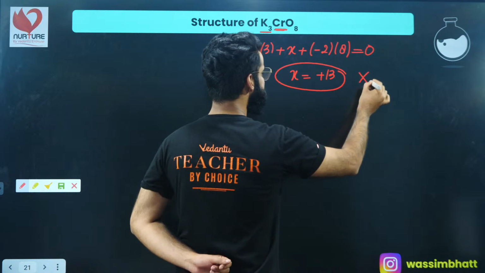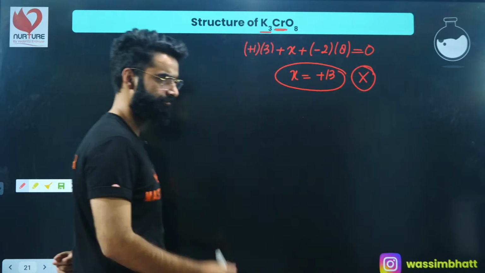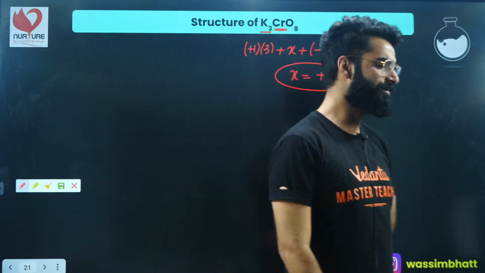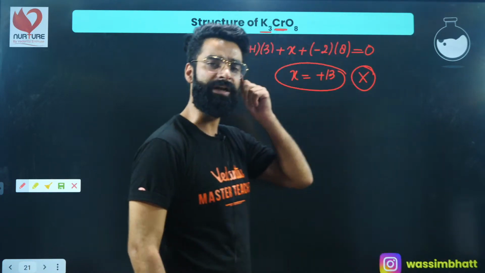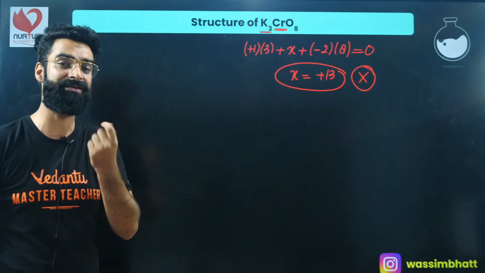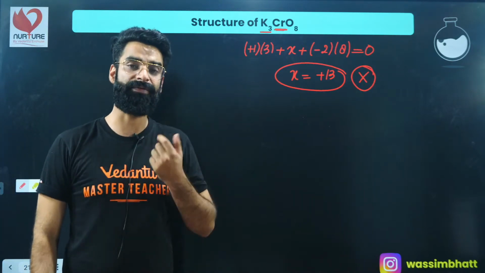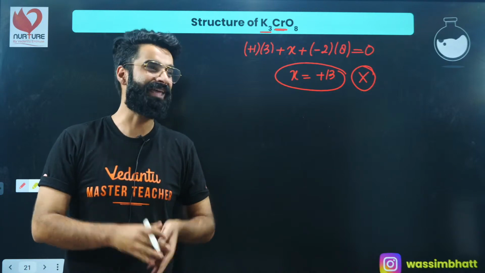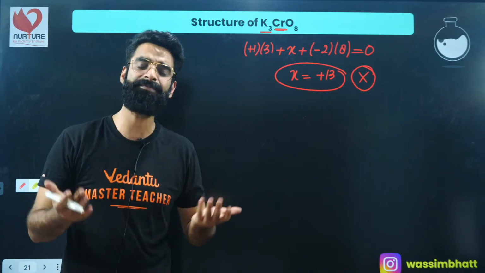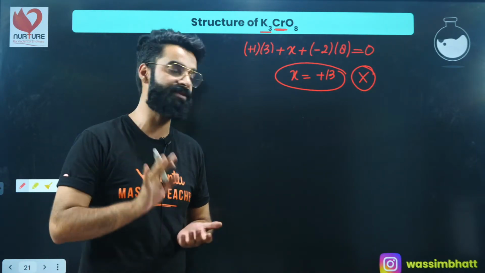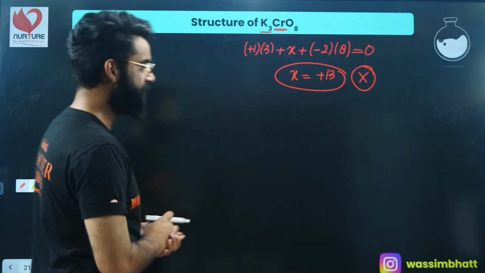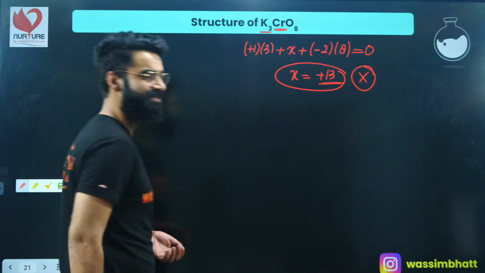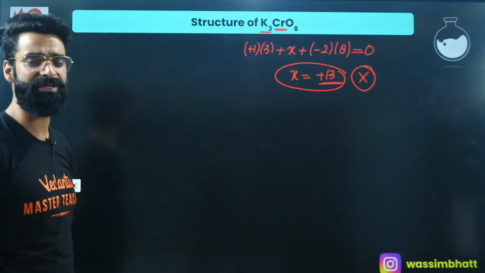Can the oxidation state of an element be +13? I told you a few minutes back, I started the session with a statement: the maximum oxidation state of an element in a given compound can never be greater than +7 except in the case of osmium in OsO4, right? So if the oxidation state of chromium cannot be +13, then how are you going to calculate its oxidation state?